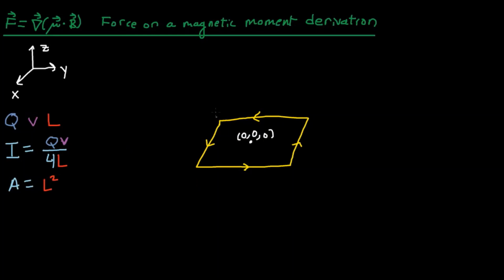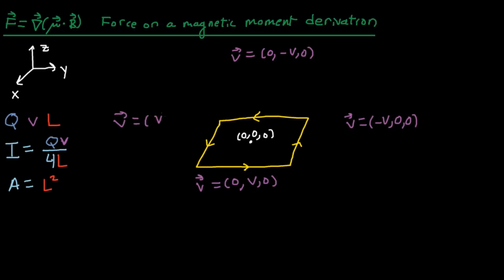So first things first, let's just label the velocity of the charge in each segment of this square loop of wire. So for this bottom segment here, the velocity vector v is equal to (0, v, 0). Now for this right segment, the vector v is equal to (-v, 0, 0). For this top component, it's going to be (0, -v, 0). And then for this left part, it's going to be (v, 0, 0).